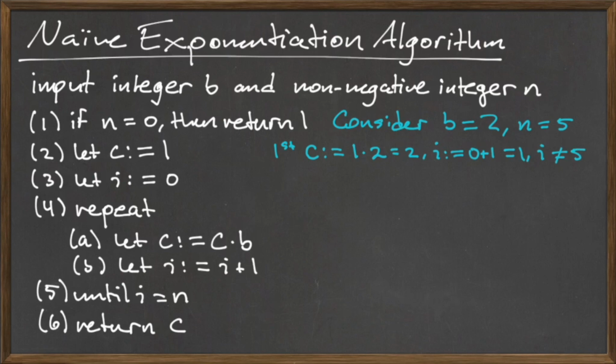The second step of the loop is to redefine the variable i to take on the value i plus 1. The current value of i is 0, so after reassignment, the variable i will take on the value 0 plus 1, which is 1.